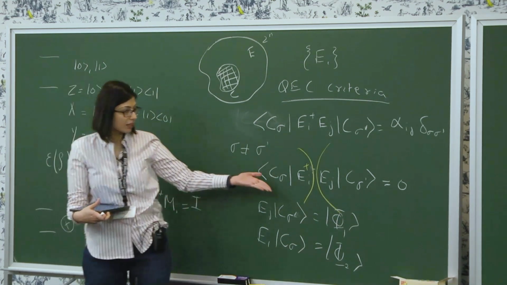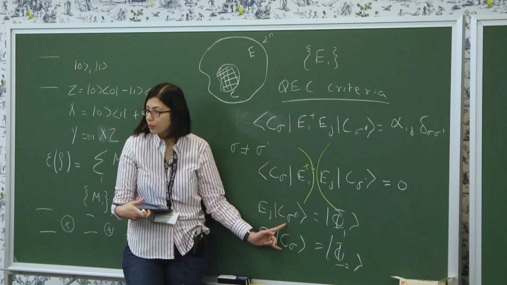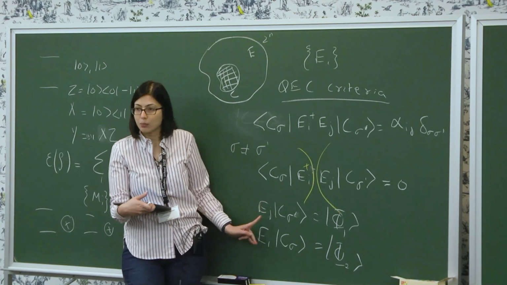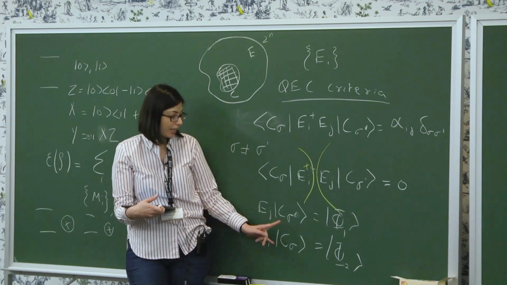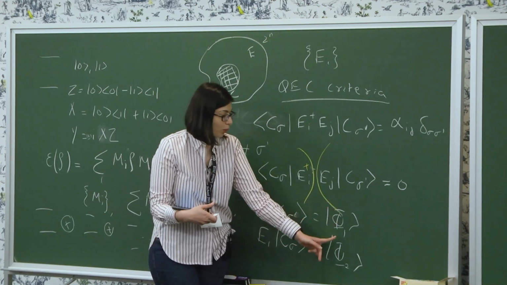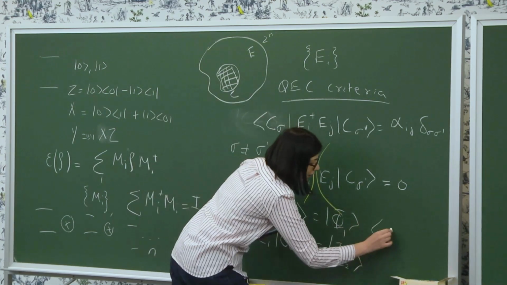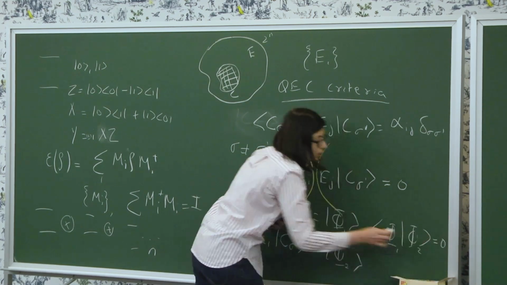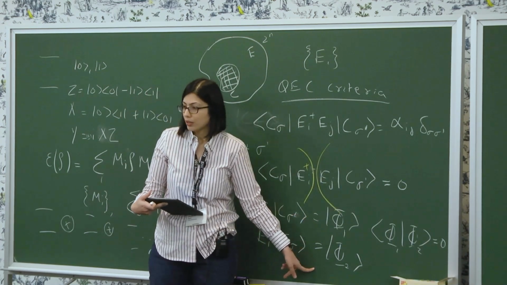So what this condition is basically saying is that if you start from two different code words and you apply some errors on it, these could be same errors or different errors. I'm not saying anything about I and J, they could be same or different. Then if you apply these errors on two different code words, then you should go to orthogonal states, because this condition implies that psi 1 and psi 2 must be equal to 0. So the inner product of psi 1 and psi 2 is equal to 0, which means that these two states are orthogonal to each other.